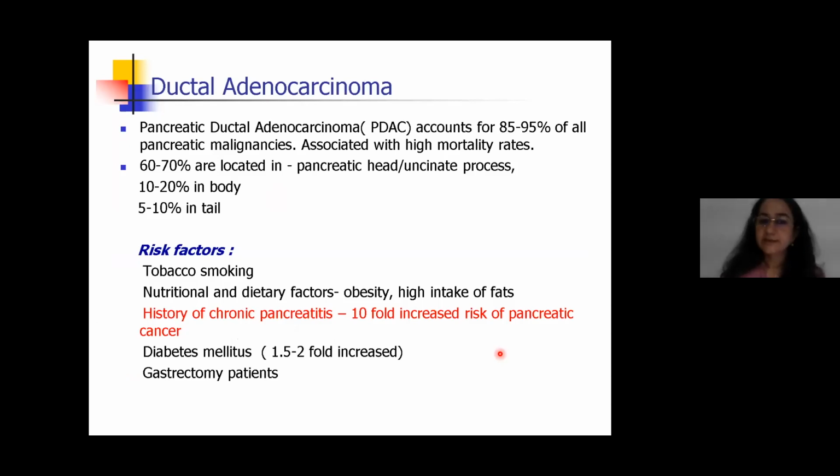Now we know that pancreatic ductal adenocarcinoma is the most common pancreatic malignancy, almost 90% of all pancreatic tumors. It is associated with a high mortality rate. 70% are located in the pancreatic head, 20% in the body, and about 10% in the tail. The various risk factors associated with this can be tobacco smoking, obesity, high intake of fats, diabetes, but most important is a history of chronic pancreatitis, which raises the risk almost tenfold.